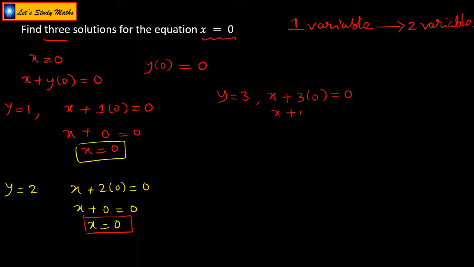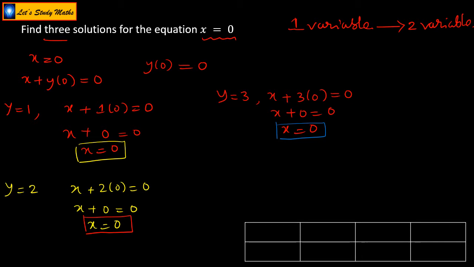So x plus 0 is equal to 0. So x is equal to 0. So when y equal to 3, x value is 0 here. So we'll fill these solutions in the table. So here write x and y.